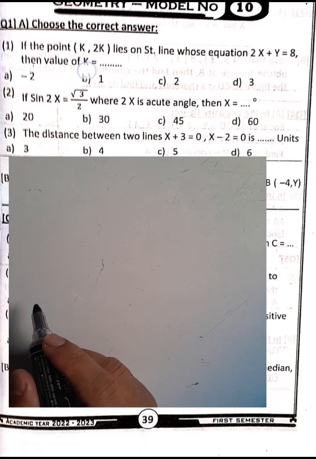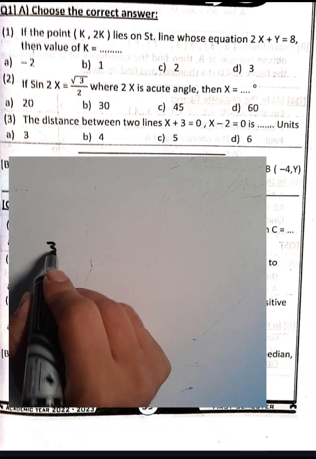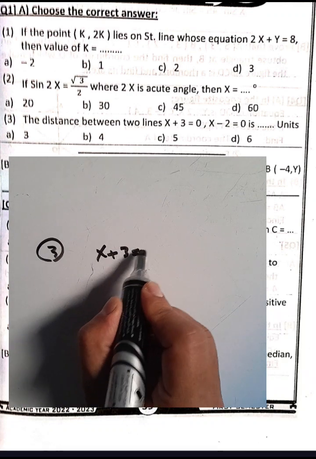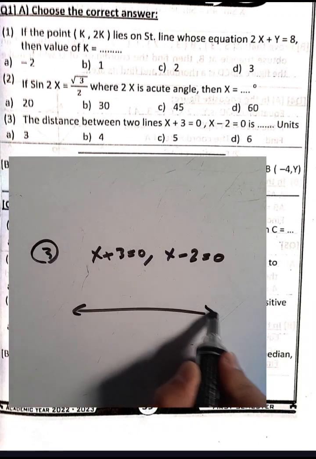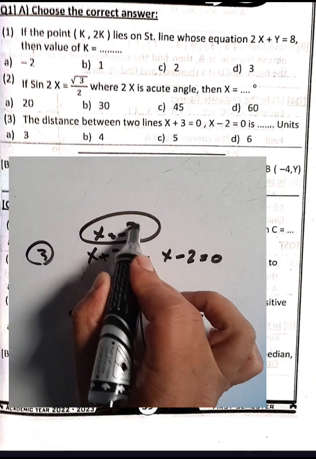Next, question number 3. The distance between two lines here equals what? We want to find the distance between two lines. The first line, x + 3 = 0, and x - 2 = 0. We have two straight lines. The first straight line is x + 3 = 0, meaning x = -3.